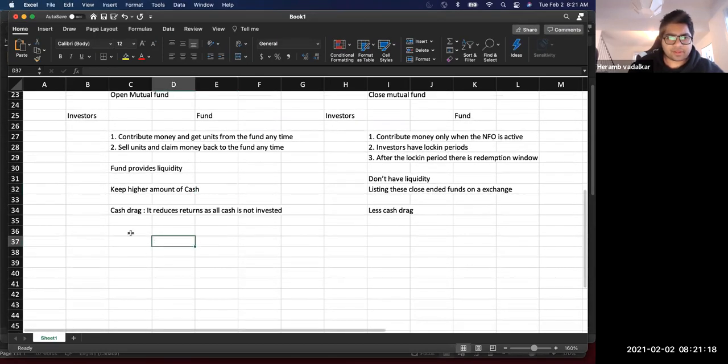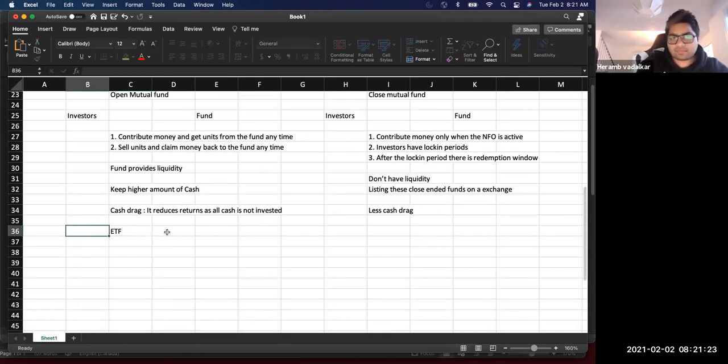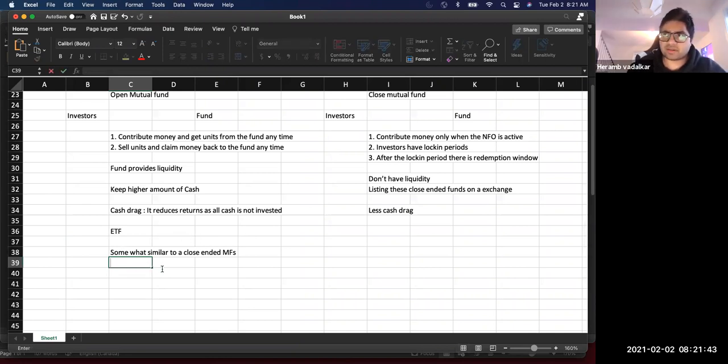Now, let's discuss what an ETF is then. An ETF is somewhat similar to a close-ended mutual fund. It is somewhat similar to a close-ended mutual fund, but the structure is a little bit different.